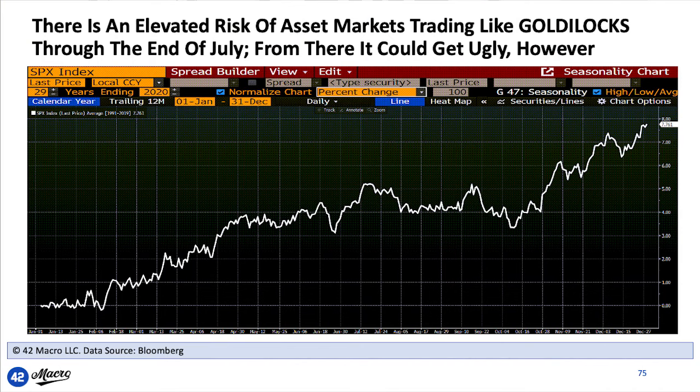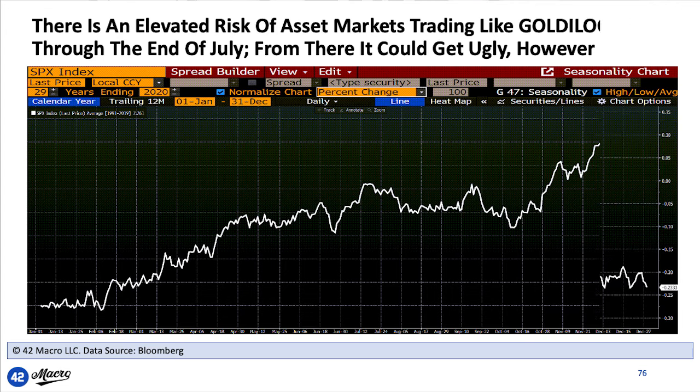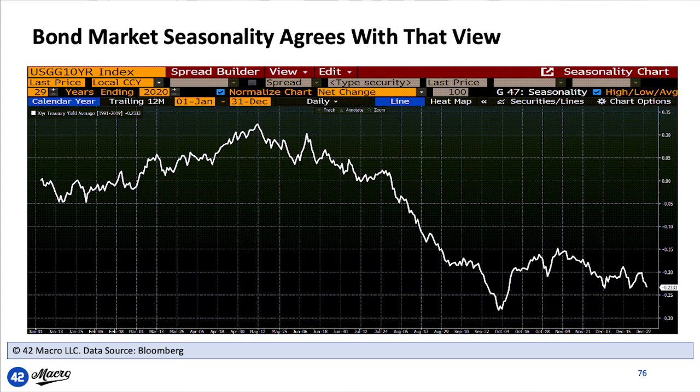On slide 75, again, I mentioned this, there's an elevated risk of asset markets trading like Goldilocks. If we learned anything from the bond market move on Friday through the end of July, from a seasonality perspective, it can get ugly from there. You're looking at August, September from a seasonality perspective. And then on slide 76, bond market seasonality agrees with that view, right? Maybe, because the Fed's reaction function is delayed relative to when they would have historically made a mistake, a policy error, maybe they'll make the policy error a few months later. And so that gives you more upside.